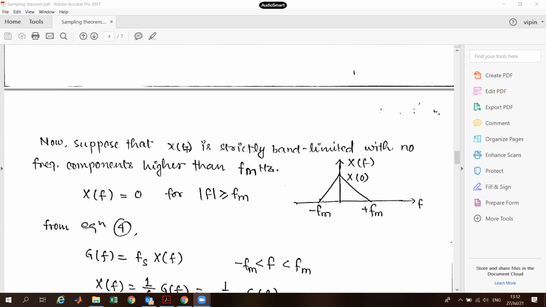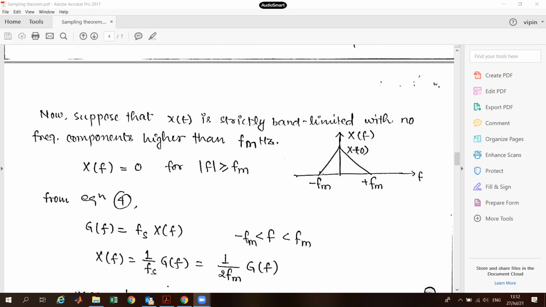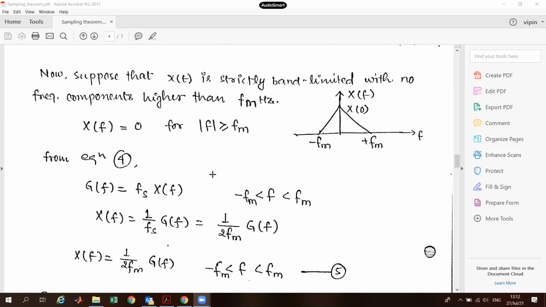Now suppose that xt is strictly band limited with no frequency component higher than fm. Meaning my xt will be band limited to fm. If I change it to xf, then the plot will be something like this. So it's from minus fm to fm. So xf is equal to 0 for all frequencies greater than or equal to fm, on the negative side also.